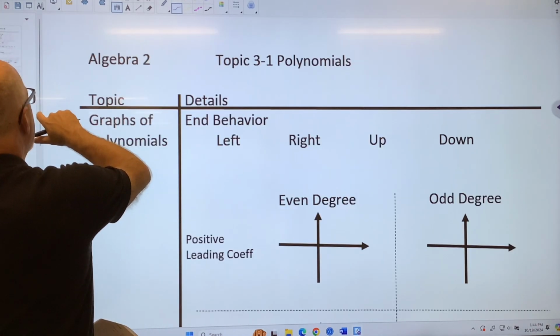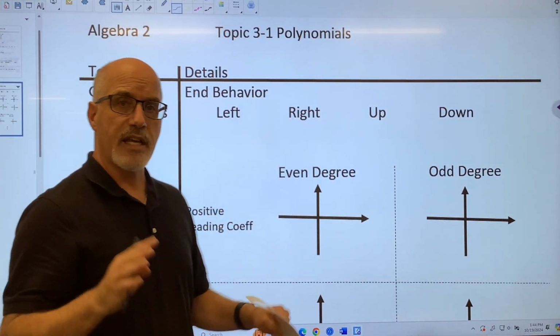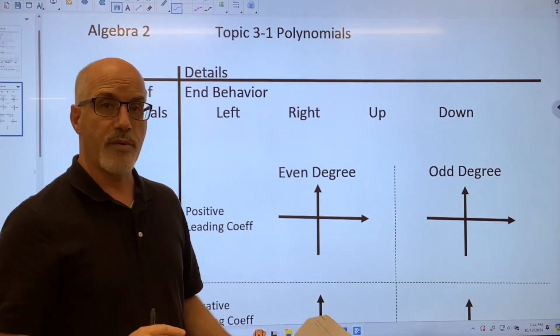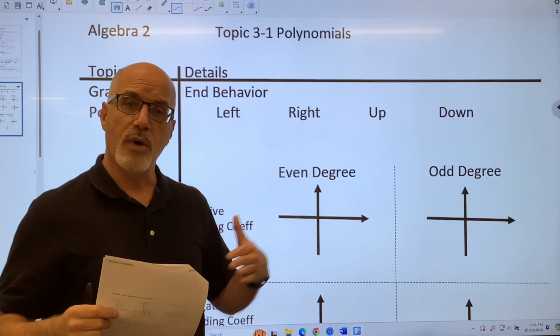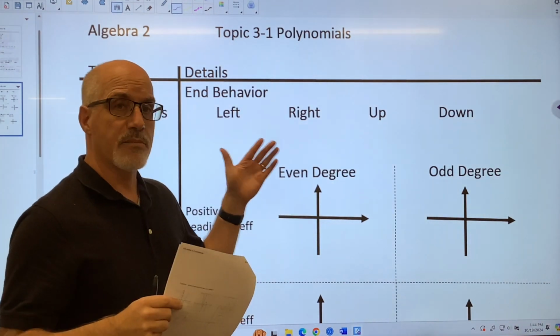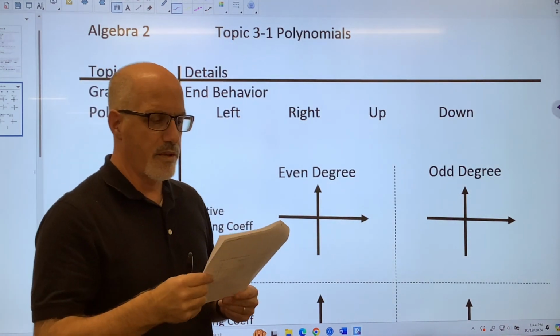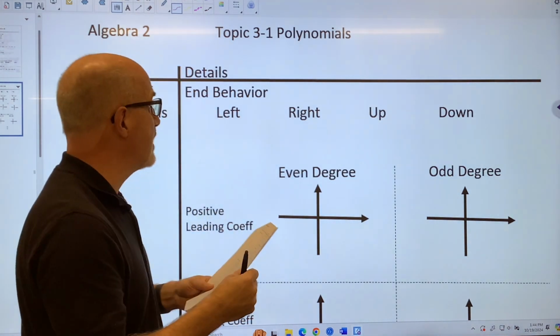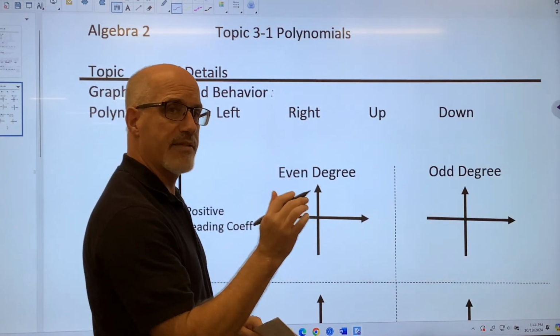So the graphs of these polynomials, we're going to look at the ones we've already done, like we've done linear graphs, we've done quadratic graphs, and we're going to expand now to talk about higher degrees. Now, first thing, we need to understand some terminology, some vocabulary. So end behavior is one of the first things we want to talk about. This is what happens as the graph goes left and right.